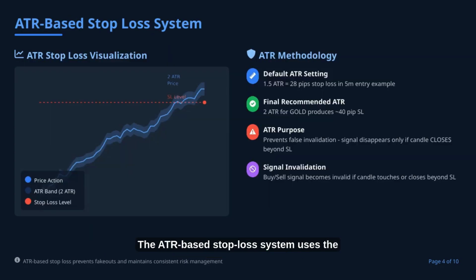The ATR-based stop-loss system uses the average true range to set dynamic stop-loss levels based on market volatility. In this example, the ATR band is set at 2 ATR, which for gold means about a 40 pip stop-loss. This approach helps prevent false signal invalidation by only triggering a stop-loss if the candle closes beyond the stop-loss level, not just touches it. This method reduces fake-outs and keeps risk management consistent.